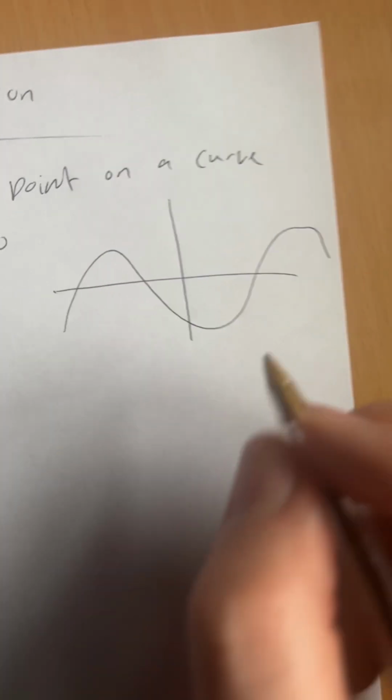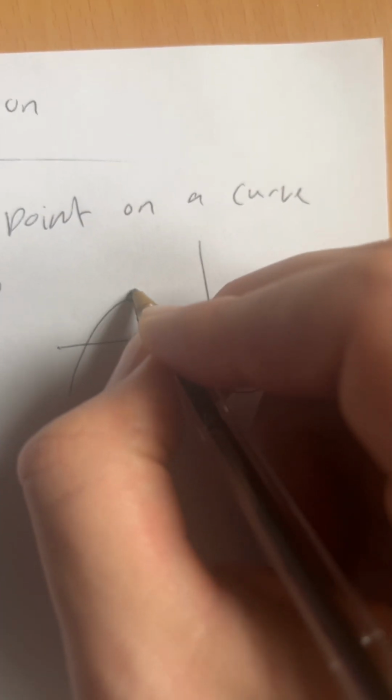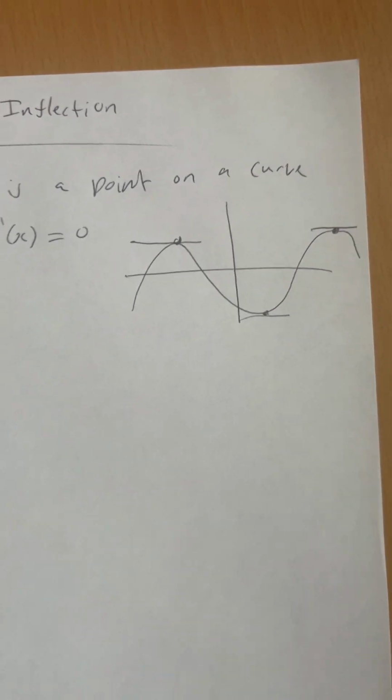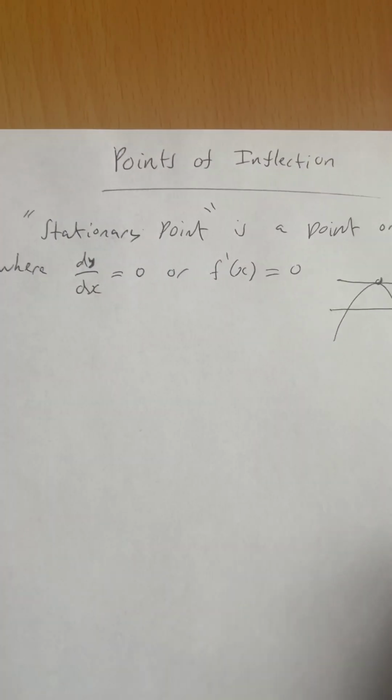So if we look at this curve here, we can see that at this point here and this point here and this point kind of here, the gradients are 0, right? Draw a tangent, tangent, tangent, gradients are 0. So you call these points stationary points.